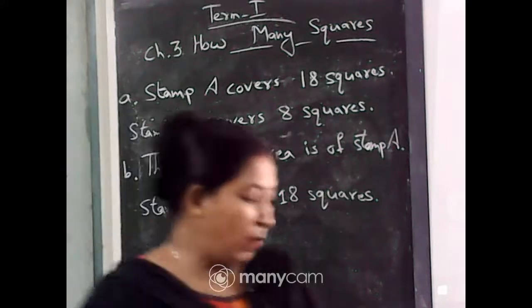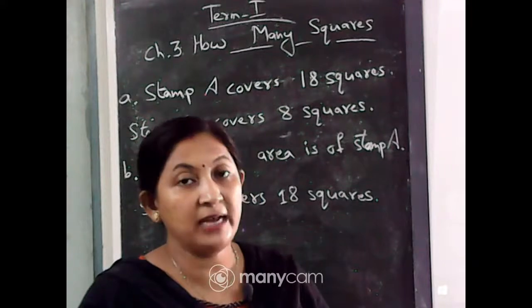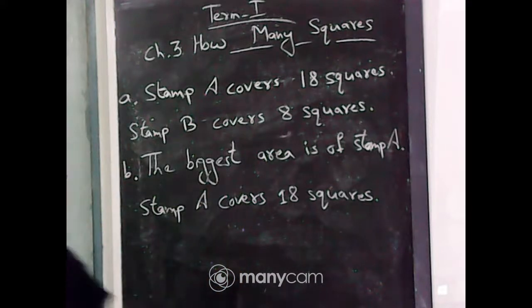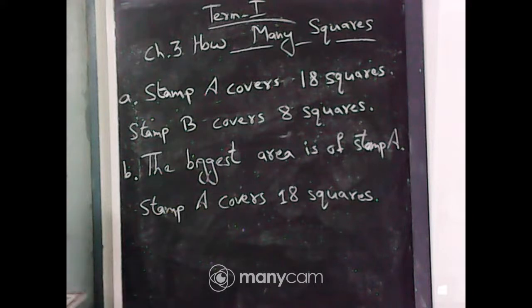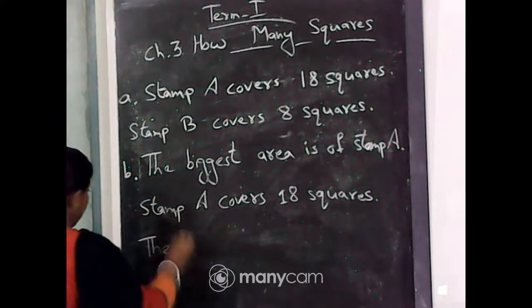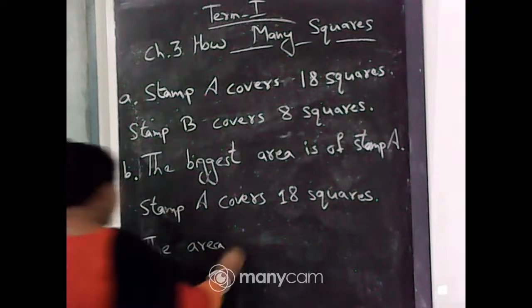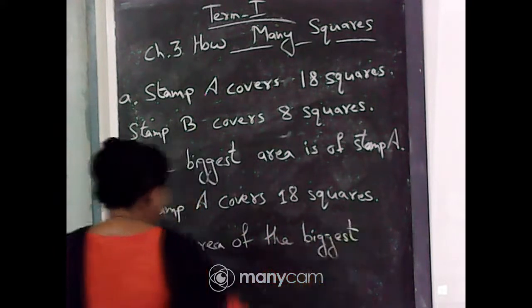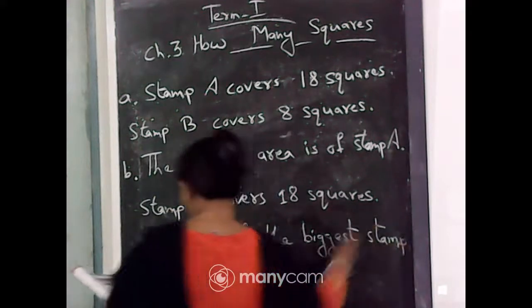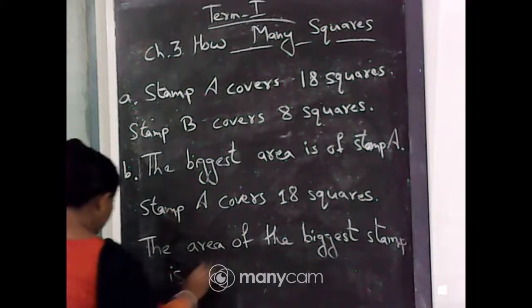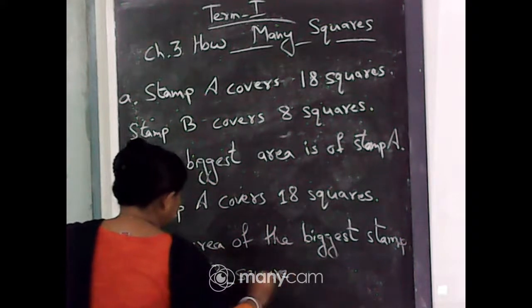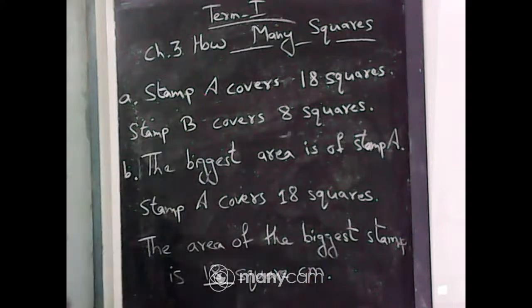Okay. Now, how much is the area of the biggest stamp? Now, they are asking the area. How much is the area? Okay. So, you will write the third answer as the area of the biggest stamp is 18 square centimeter. The area of the biggest stamp is 18 square centimeter. Okay. It will be 18 square centimeter.